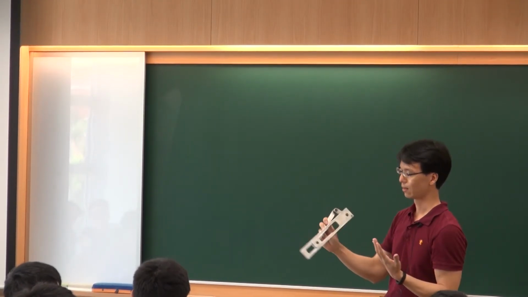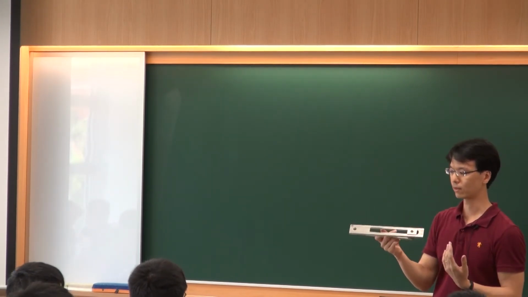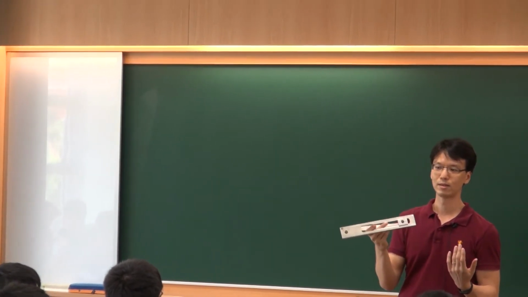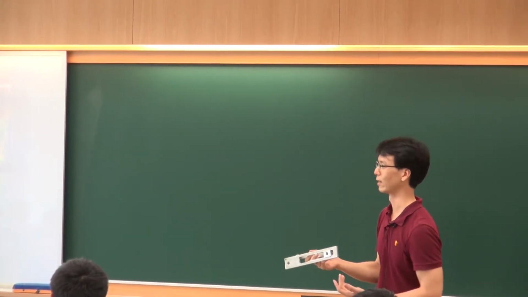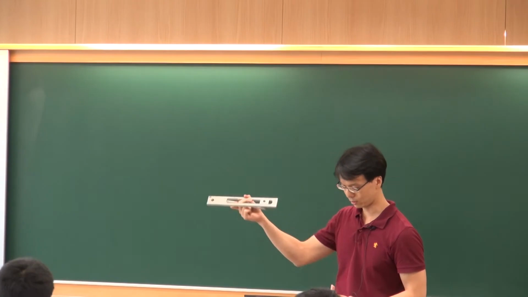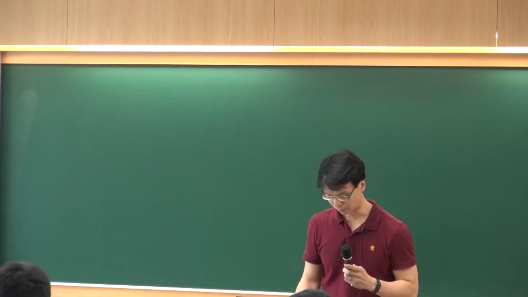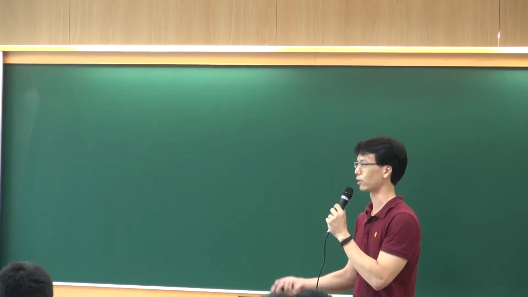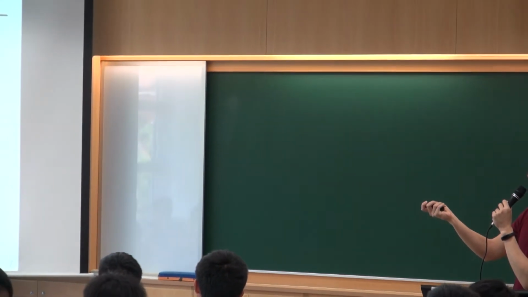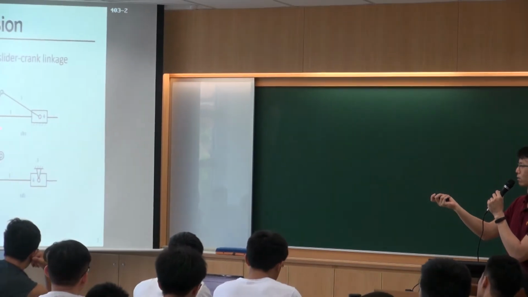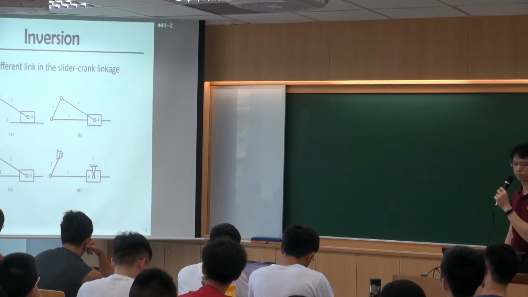So with the same closed chain, we can fix different links and make it become a different mechanism. It just depends on your application. So the inversion is just telling us this: for any closed chain, you may not always use this configuration. You can fix other links and perform different types of motion.